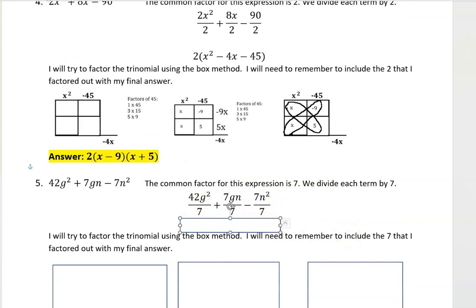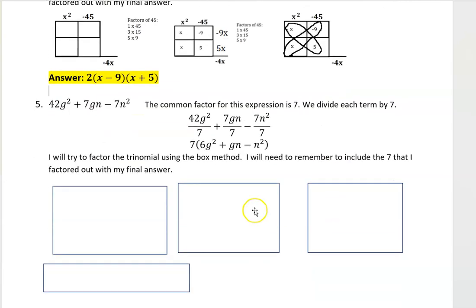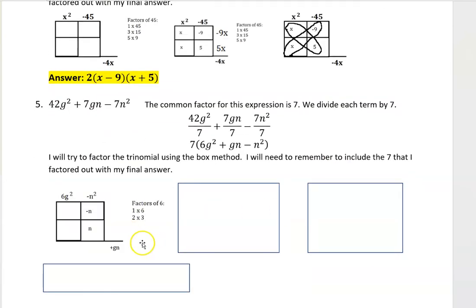Finally, I'm going to take the common factor of 7 out of this last one. It has 2 different variables in it. We can still use the box method for that. Similar to before, I'm going to put the first term over the first column, the last term over the last column, and that middle term down below. It is positive gn, which means +1 gn, right? I always put the sign, whether it's plus or minus. And then there are no options here: -n squared has to be -n times n. But I do have some factors of 6 to consider, 1 times 6 or 2 times 3.